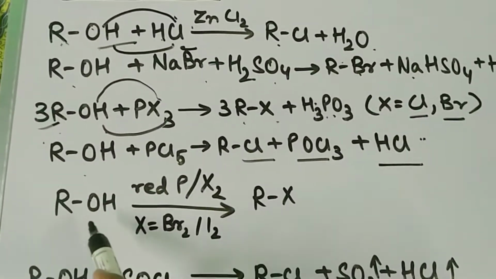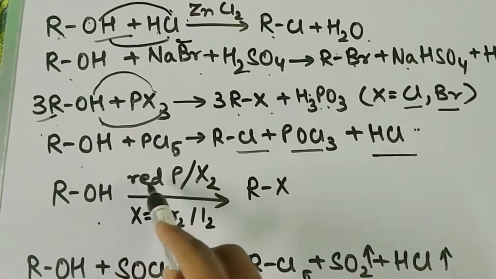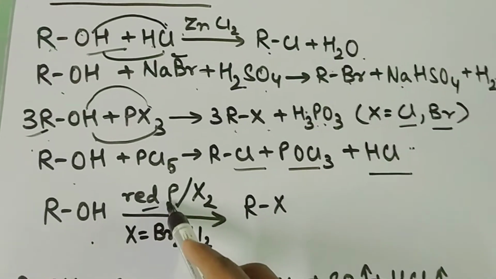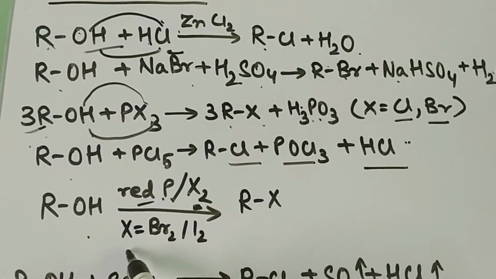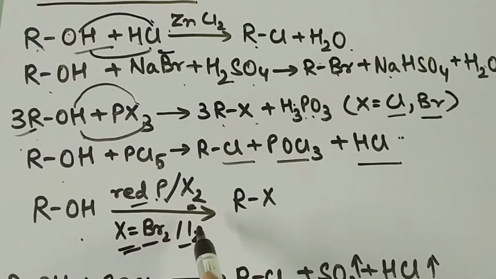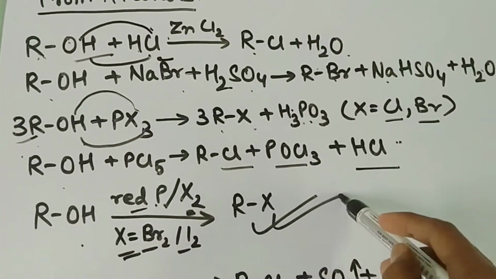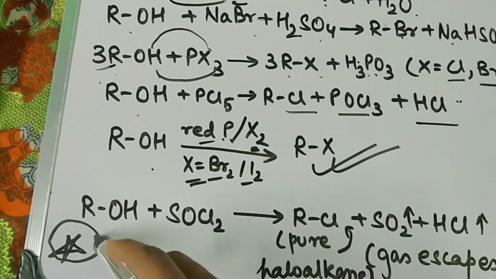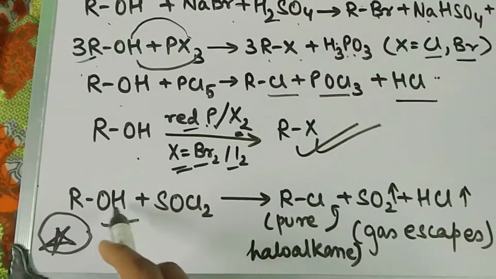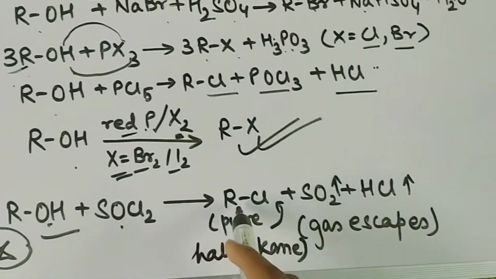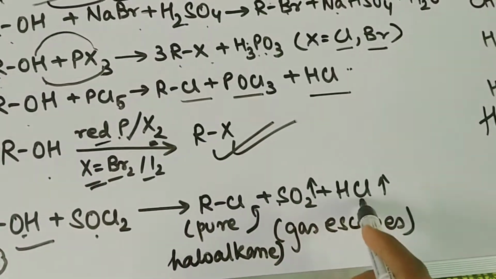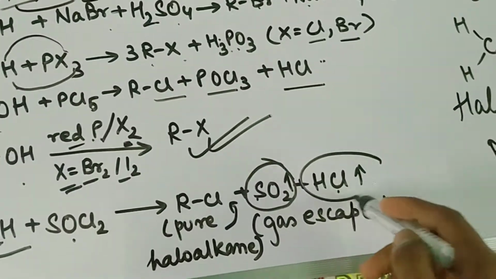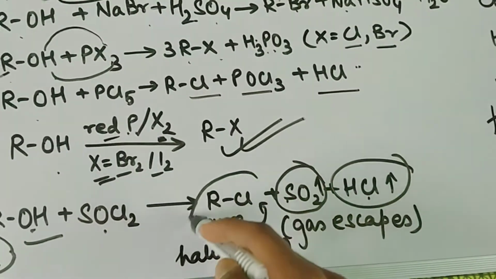Here we take a reaction, ROH passing with red phosphorus and the halogen. The halogen can be Br2 or I2, and we get our haloalkane. This is a very important reaction, so I have given a star mark, because in this reaction ROH plus SOCl2 gives RCl plus SO2 gas and HCl. These two gases escape, and we get a pure haloalkane.